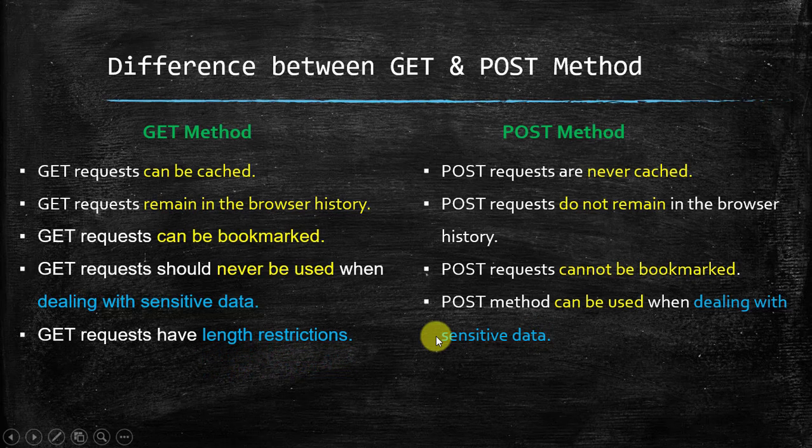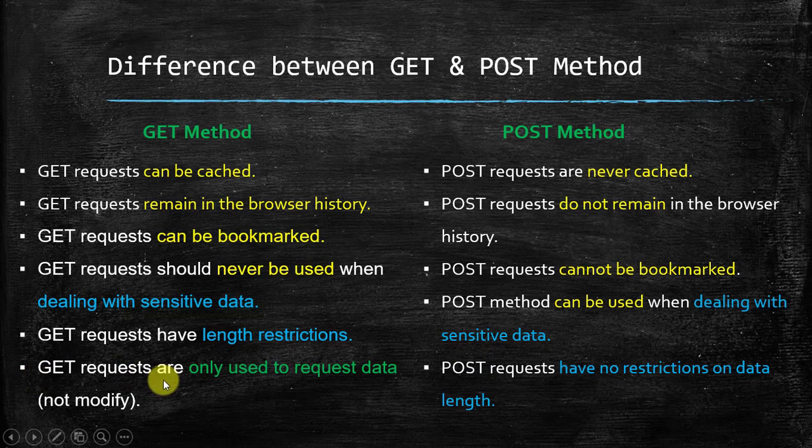Now the next difference is get request has a length restriction. What is the meaning of this? Get request sends all the data within the URL. So we cannot type much information in the URL because the URL has some restriction. With the help of get method we can send limited data, so this method can be used to send only a short amount of data. But if we want to send a large amount of data, then we can use the post method. The post request has no restrictions on the data length, so we can send a large amount of data with the help of post method.